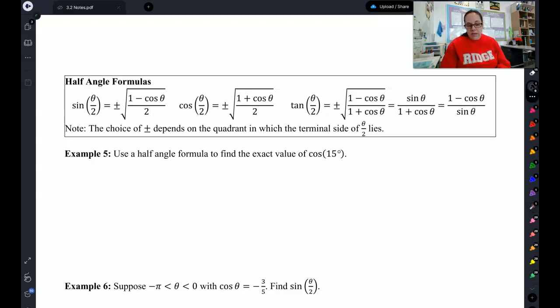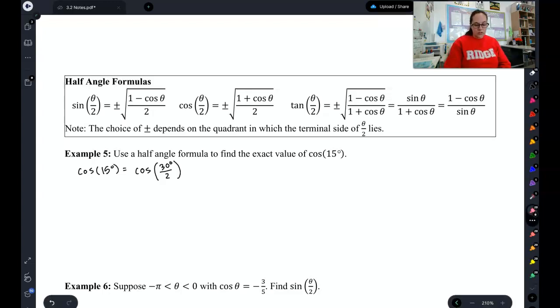So let's start with example 5. I want to find cosine of 15 degrees, and I want you to do it without a calculator. Now, that's a little difficult because 15 degrees is not on the unit circle. However, 30 degrees is. If I cut 30 degrees in half, that gives me 15. And now, this is a half angle formula.